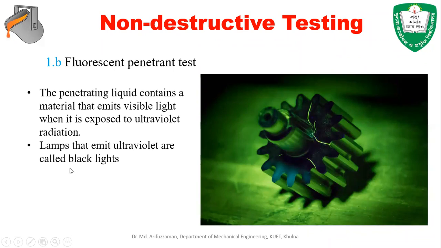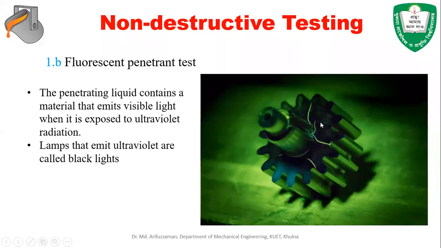What is the black light? Black light is actually ultraviolet light. There are some kinds of lamps that emit ultraviolet light, which is called black light. When you expose the material to the black light or ultraviolet radiation, you will be able to see this kind of shiny structure on the cracks.